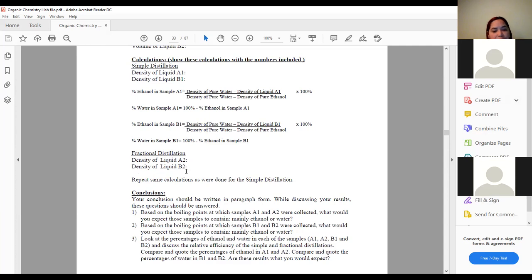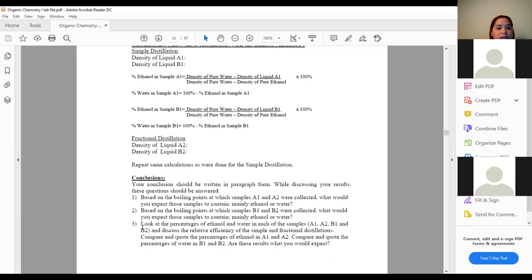Depends on how efficient one distillation is versus the other one, I mean, simple versus fractional. So you need to see how accurate the percentage for the ethanol and water is, okay? And try to compare between those.